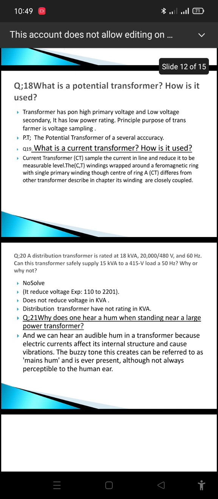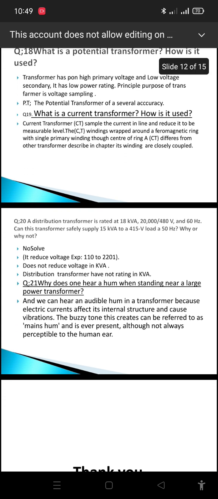Reducing voltage from 220 to 110 does not reduce the kVA. Describe why transformers have a rating in kVA.